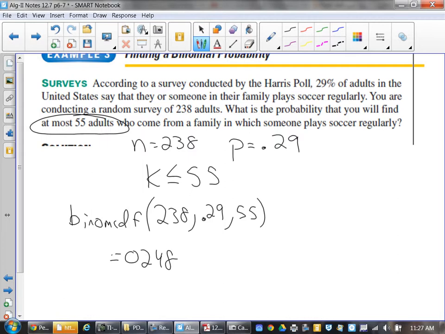Is that .024? Yeah. Cool. It says the number of people being surveyed, they gave us a percentage, and they told us how many successes we wanted. We wanted at most 55. Now let me ask you this.